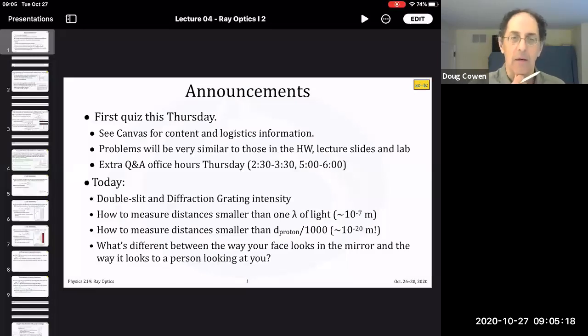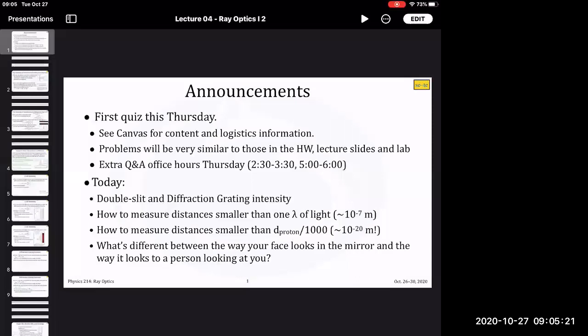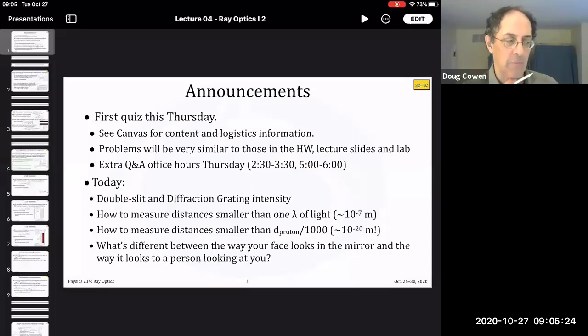I have a couple of announcements first. There will be a quiz this coming Thursday, so please see Canvas for a description of the content of that quiz, what subject matter will be covered, and the logistics for the quiz. The problems on the quiz will be very similar to those in homework and lecture slides and lab. So that's where I encourage you to focus your studying. And there will be some extra office hours for questions and answers this coming Thursday at the same times that I hold office hours on Monday, namely 2:30 to 3:30 and 5 to 6.